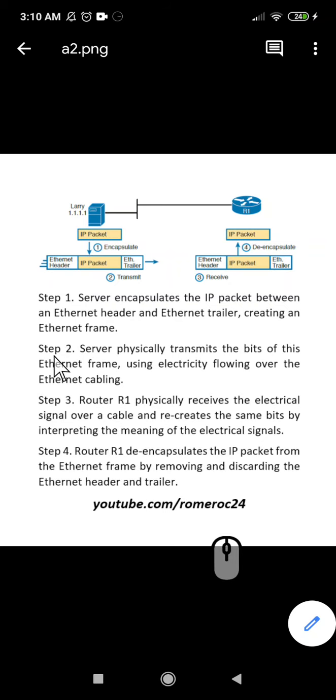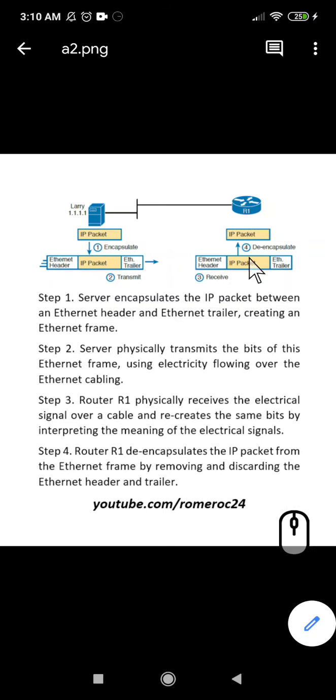Now, step 2, transmit. Server physically transmits the bits of this Ethernet frame using electricity flowing over the Ethernet cabling. Step 3, receive. Router R1 physically receives the electrical signal over a cable and recreates the same bits by interpreting the meaning of the electrical signals.